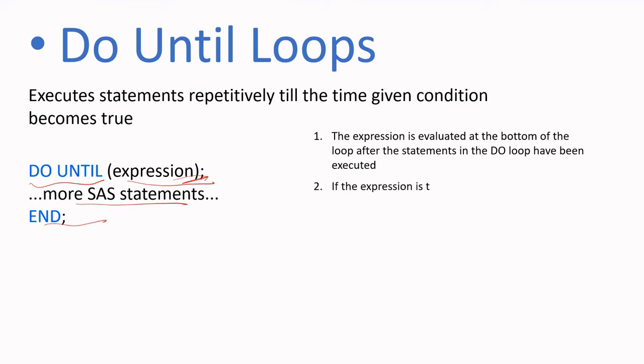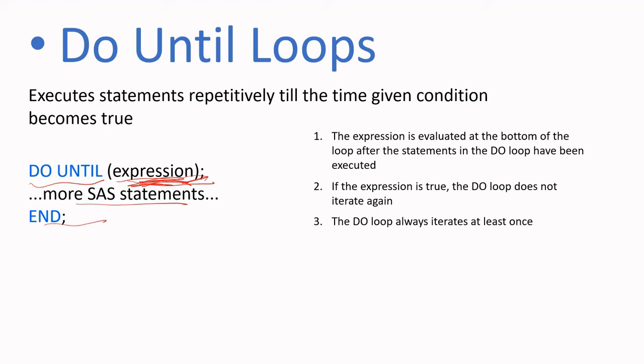Next point is, if the expression is true, the do loop does not iterate again. So the moment the expression you provide becomes true, the loop stops. While in the do while loop, the moment the given expression becomes false, it stops. But here the condition is different. Let's look at the last point: the do loop always iterates at least once.